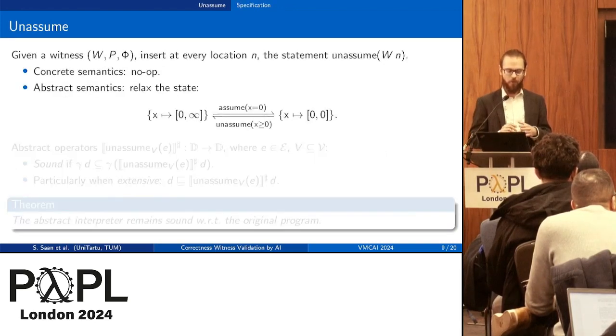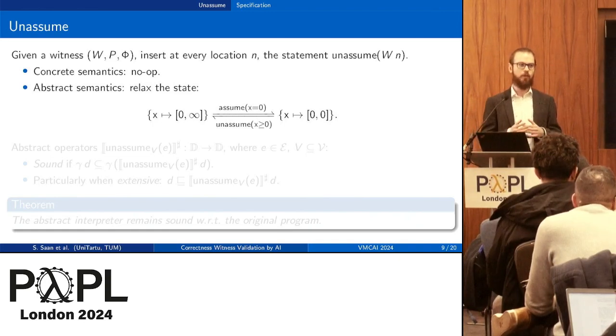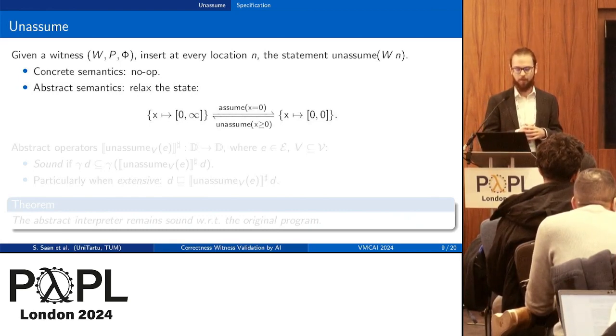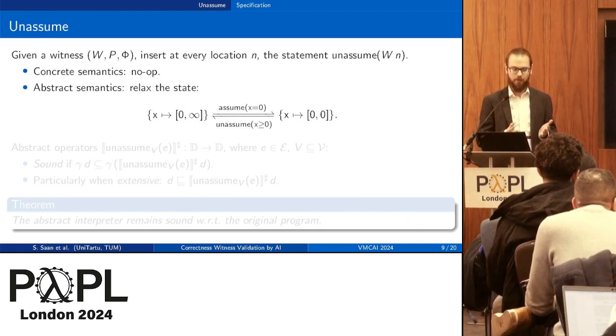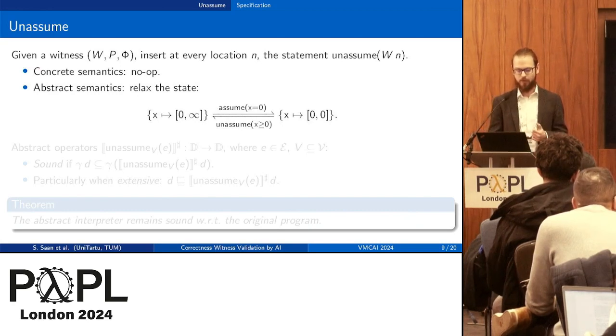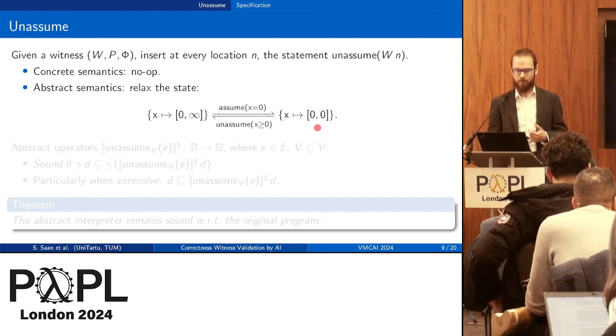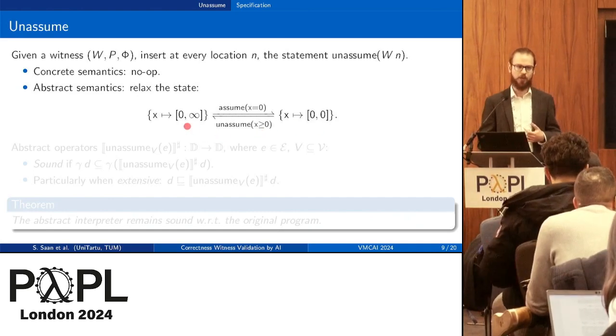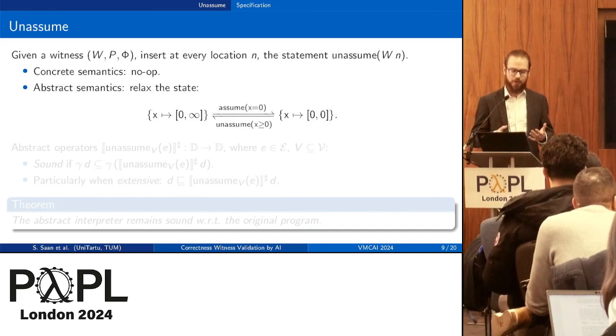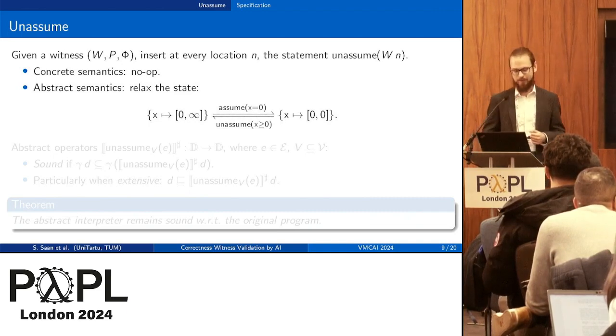So to go more formal, we will now look at this relaxation step that we did there. For this, when we are given a witness, we will insert into the program special unassume statements with the invariants that were given by the witness. The concrete semantics of these is that they are completely a no-op. The abstract one is, however, that we want to relax the states in a way which is somehow dual to the usual assume operation, which takes a less precise abstract state and, according to the expression, refines it into a more precise one. Our operation should go the other way, from this more precise thing with a different expression to the less precise one.